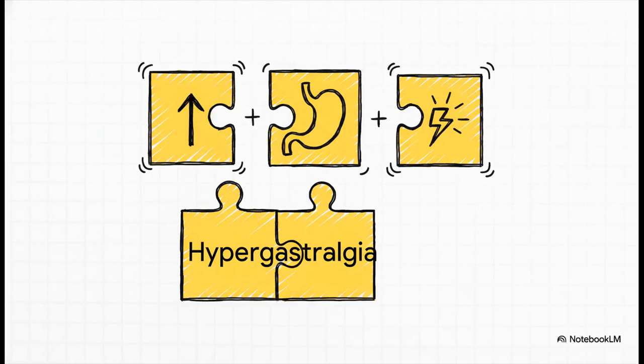And here, this is where it all clicks together. We take our prefix hyper, meaning above or excess. We add the root word gastro for stomach. And we finish it off with the suffix algia, which means pain. Put it all together, hypergastralgia, excessive stomach pain. See, you just read a really complex medical term just by putting the blocks together.